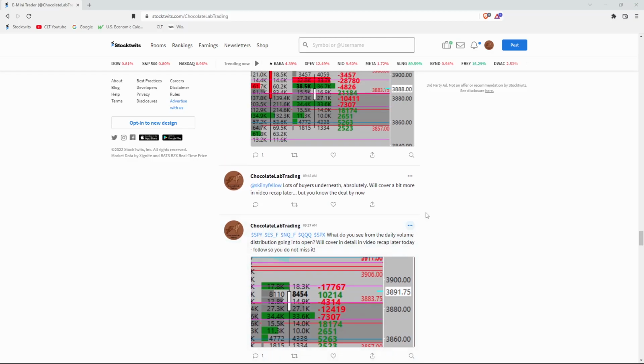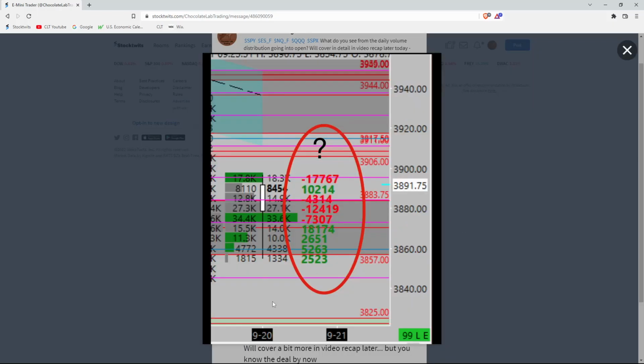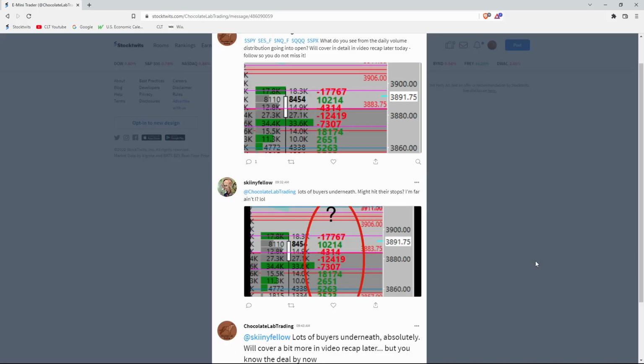Sorry. Lots of buyers underneath, absolutely, and then you circle the delta. Reading the delta, that's stuff that I'm going to save for the room. But essentially we use the delta to see if buyers are moving up in the tape or if they're moving down. Obviously, we'll go into more detail on TPO and footprint, less vague than here.